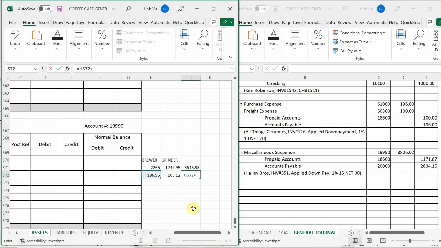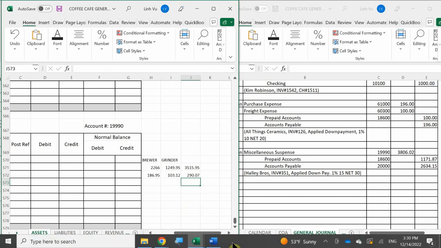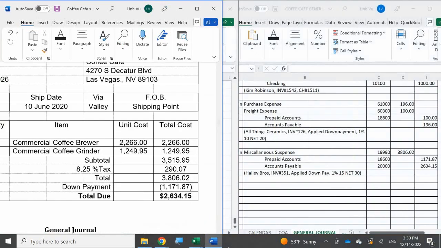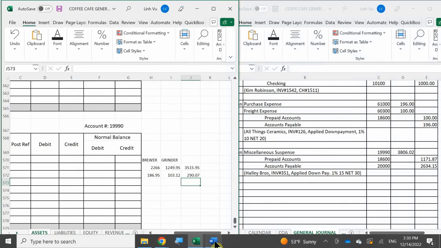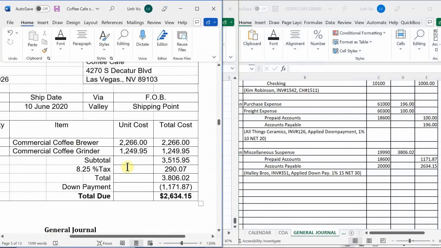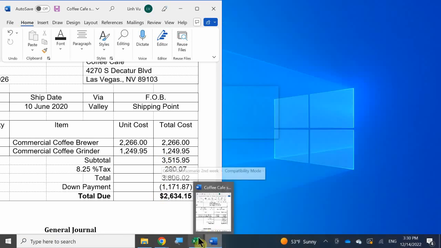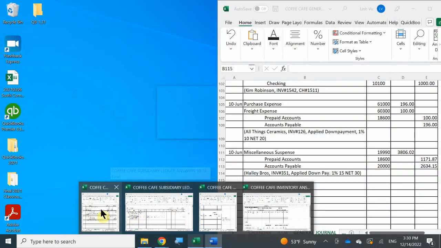$103.12. Now, is this correct? Does this say that you put in $290.07 to your tax? We'll figure that out. $290.07. Is that true? $290.07. All right. So therefore, good. We have our grand total of $3,806.02. Okay? So we have that much information there.